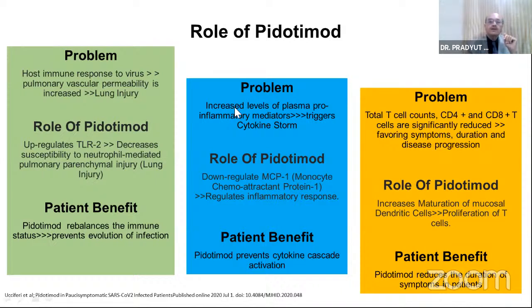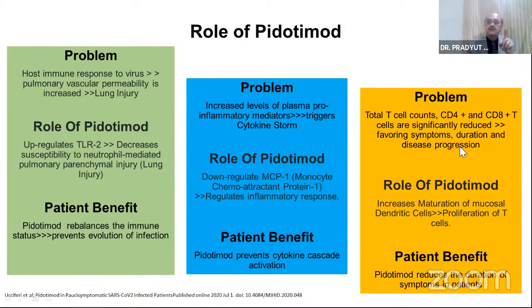Number 2, we have seen that in COVID there are increased levels of plasma pro-inflammatory mediators, which are the cause of the so-called cytokine storm. We have seen that by inhibiting the action of monocyte chemoattractant protein 1, MCP1, pidotimod regulates the inflammatory response and therefore helps in preventing the cytokine cascade activation.